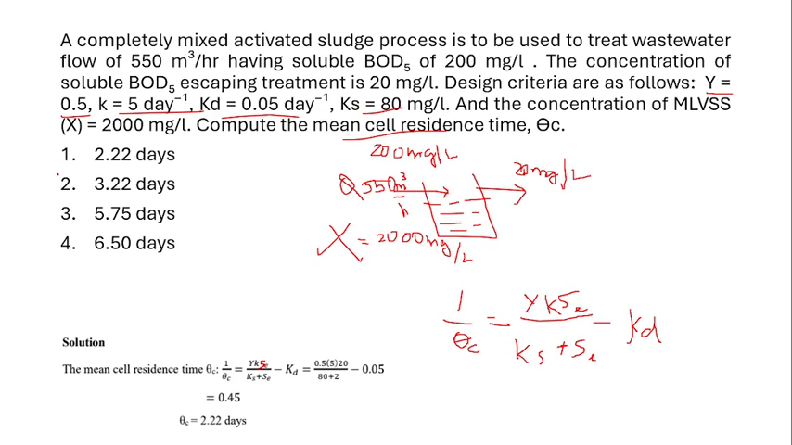Now Y is given as 0.5, k is given as 5. Se is the effluent substrate concentration. In the effluent stream, 20 mg per liter is there, so we have to substitute 20 here. So 0.5 into 5 into 20 divided by Ks, which is given as 80 mg per liter, plus Se, again 20 mg per liter. Kd is given as 0.05. If you substitute these values, you will obtain 0.45, which is 1 by theta c. Take the reciprocal of it, so the answer is 2.22 days. This is the right answer. So this is theta c, the mean cell residence time.